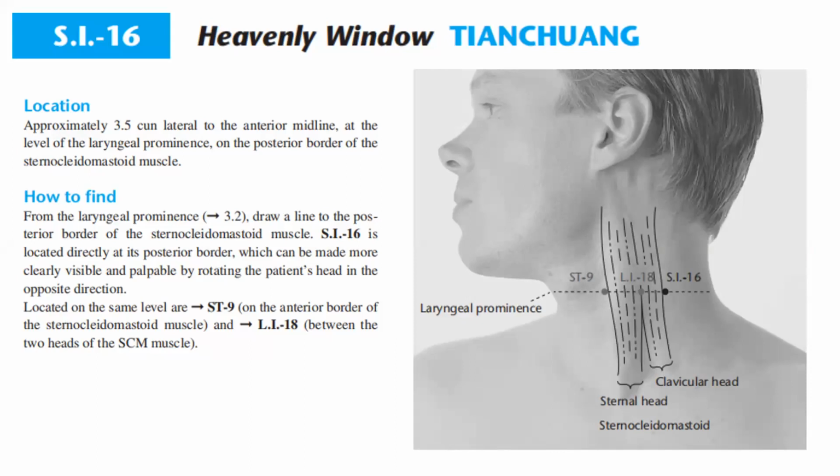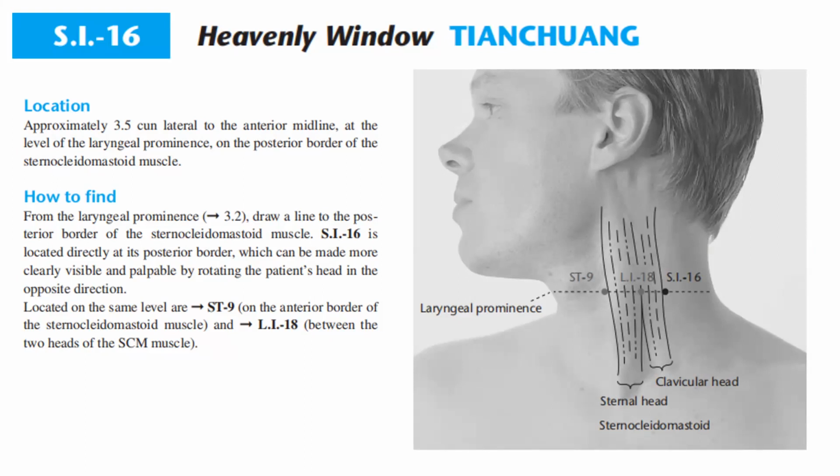From the laryngeal prominence, draw a line to the posterior border of the sternocleidomastoid muscle. Then SI16 is located directly at the posterior border, which can be made more clearly visible and palpable by rotating the patient's head in the opposite direction.